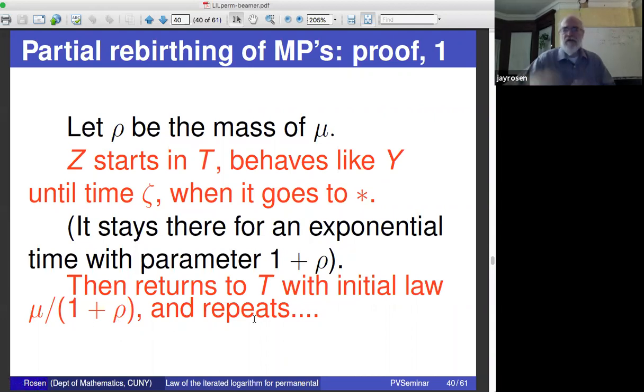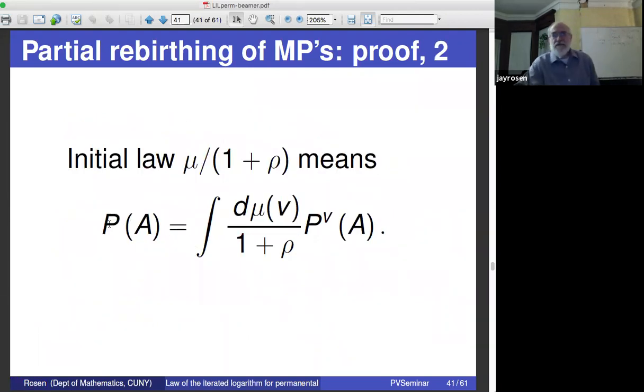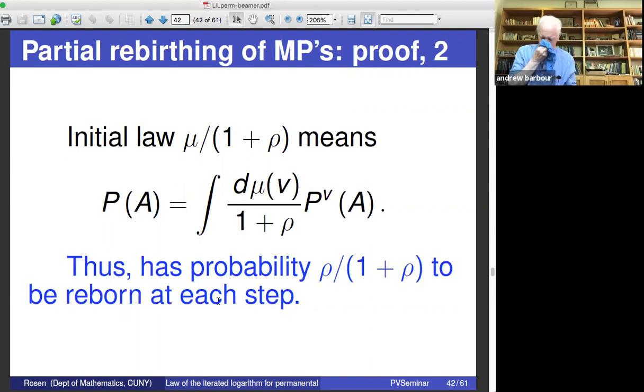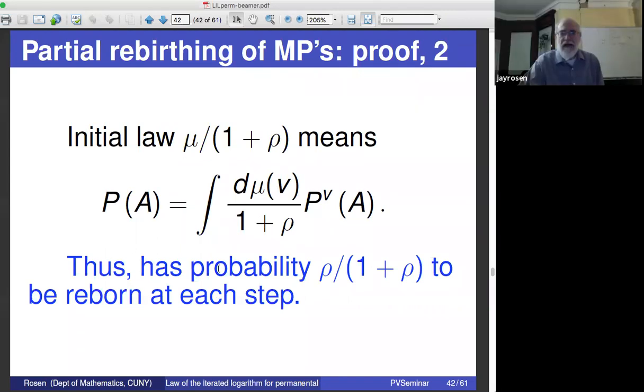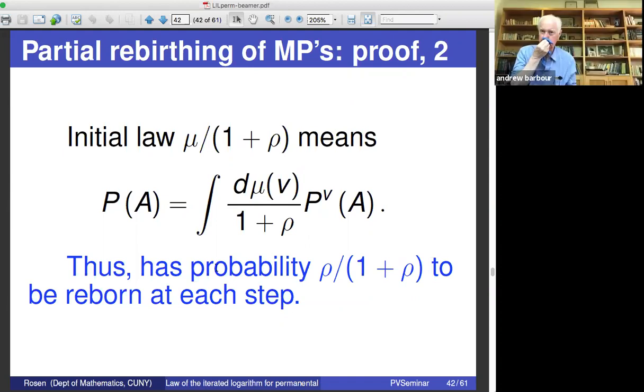What does that mean? Once it returns, it does the same thing over and over again. It starts with initial law mu over 1 plus rho. That means the probability is of this form: initial law mu means you integrate over all possible points with respect to mu, and you divide by 1 plus rho. What is the total mass of this probability? The total mass is the mass of mu divided by 1 plus rho, which is rho over 1 plus rho. So you only have probability rho over 1 plus rho to be reborn at each step.